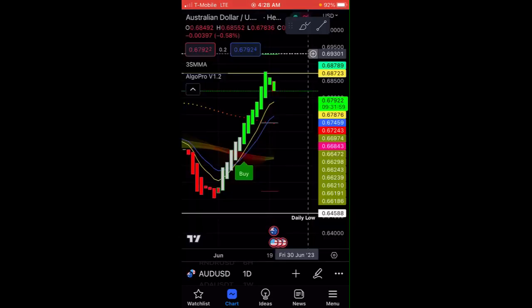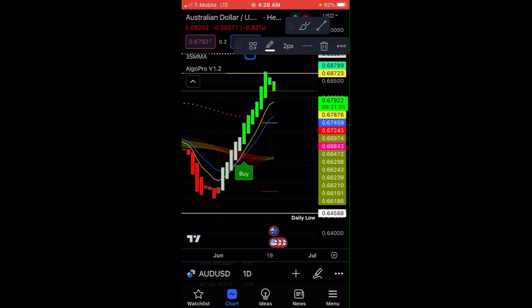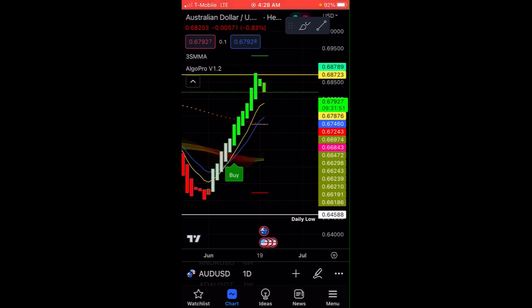What I do with the lines is I usually draw a line here or anywhere there's a line, because those are the support and resistance zones. Wherever the lines appear, those are a good chance to draw a line, and then you'll know your support and resistance zones. So that's another thing that I like about it.